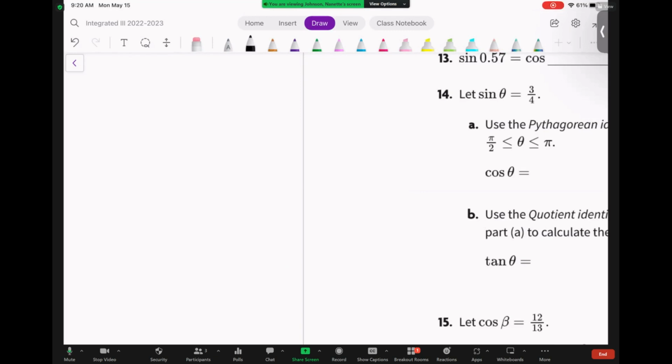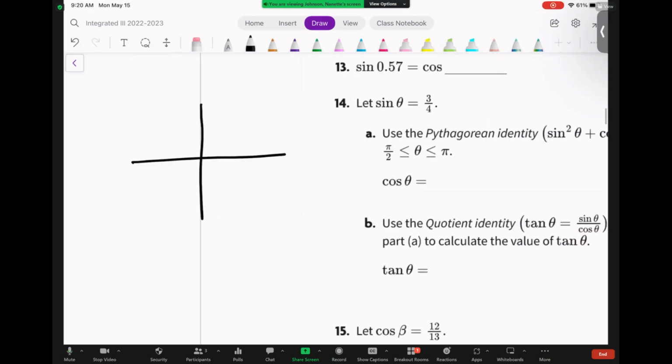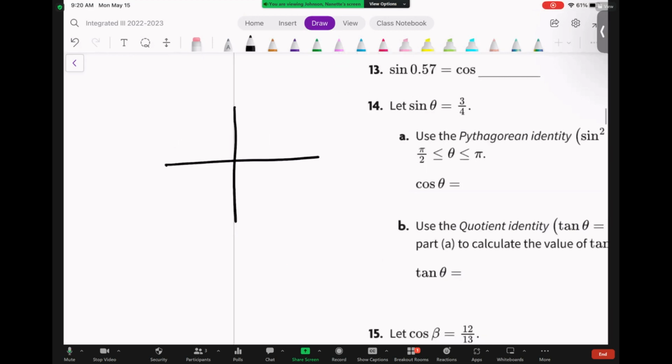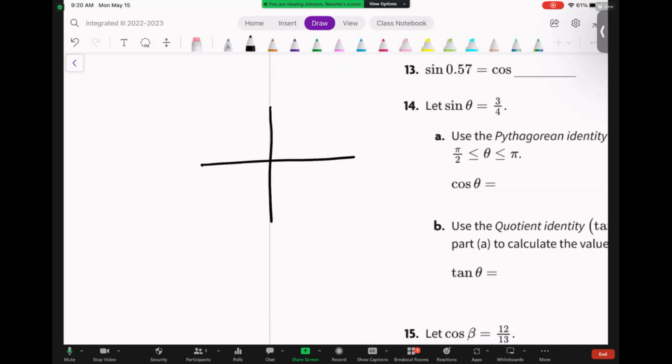I'll show you how to use the unit circle as well, but I like this way better because I don't have to keep referencing the unit circle. And actually, I lied. You cannot use the unit circle for this one. So this is yet another advantage of why this way is better, because it works for all angles and not just your 30, 60, 90 and your 45, 45, 90.